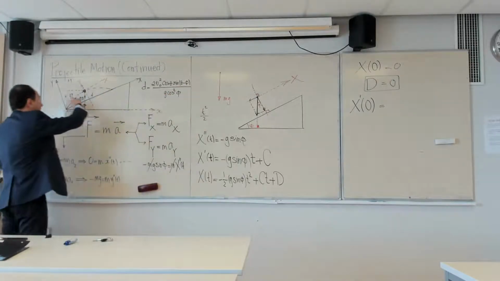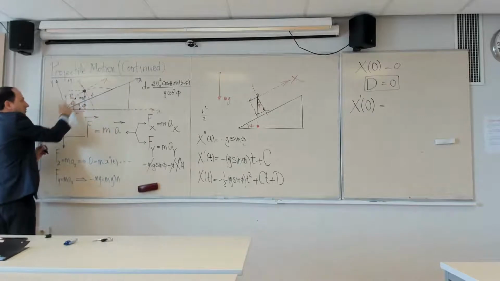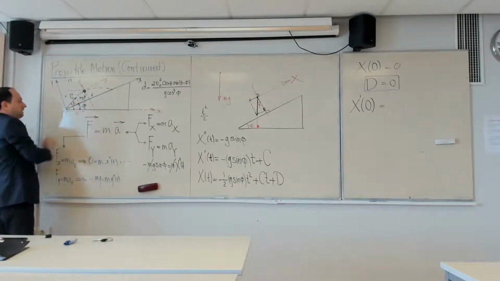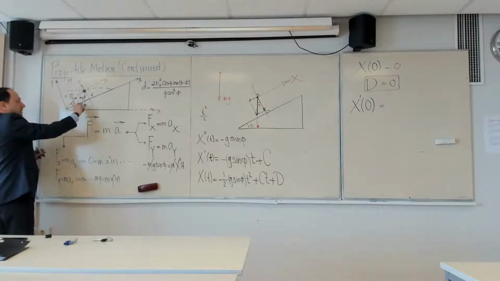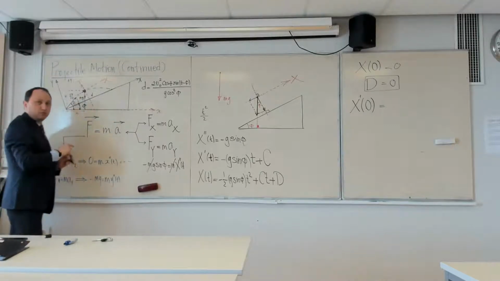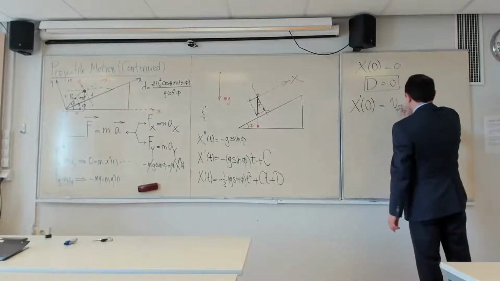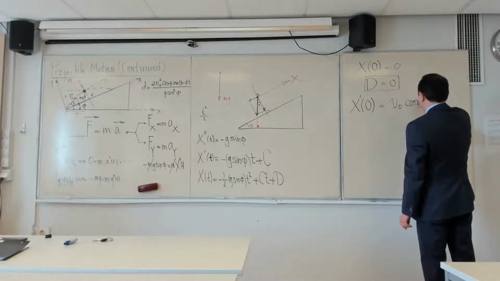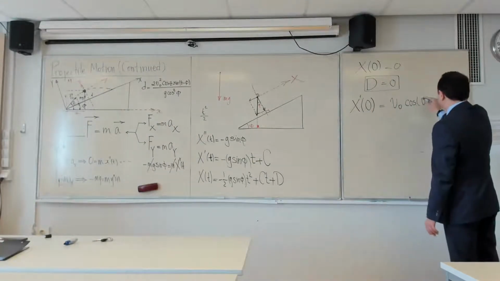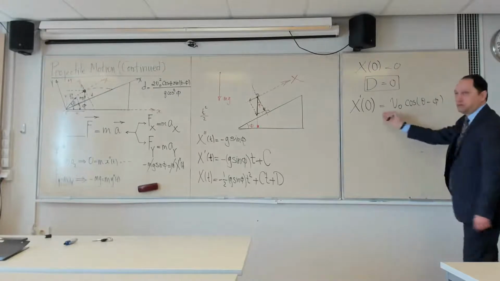Because I need to find the component of this vector on this line. But this big angle is theta, this part is phi, so this angle here is theta minus phi. And then I multiply v naught by cosine of theta minus phi, that would be my angle. So that would be my initial velocity. So this becomes v naught cosine of what? Theta minus phi. Do you agree? Do you agree with what I have written here?